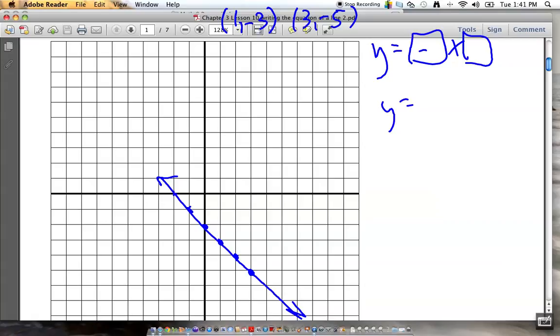Either way, that's fine. What's the y-intercept? Take a look at it, see where it is. Where does it cross the y-axis? Anthony, where's it cross the y-axis?